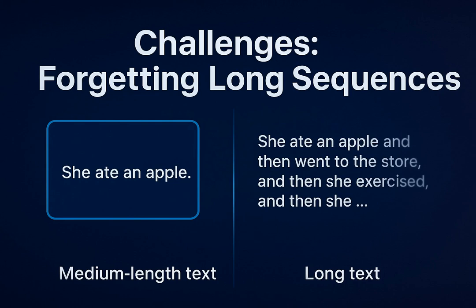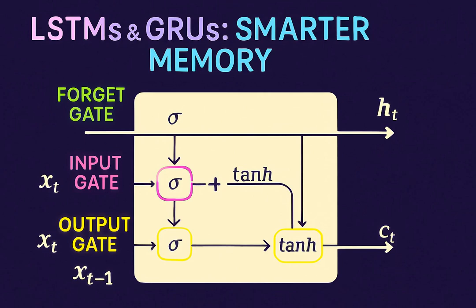But RNNs aren't perfect. They face problems like vanishing and exploding gradients, which make it hard to remember very long sequences. It's like trying to recall the first word of a very long sentence. You tend to forget. To solve this, advanced versions of RNNs were created, LSTMs and GRUs. They have special gates that decide what to remember and what to forget, like a smart filter for memory. These models are much better at handling long sequences.